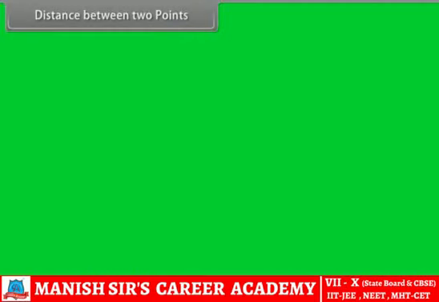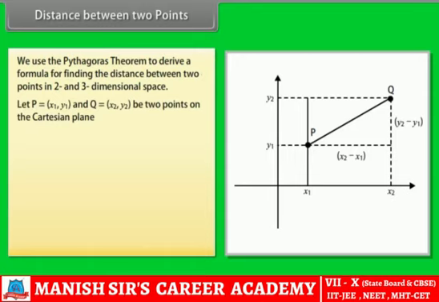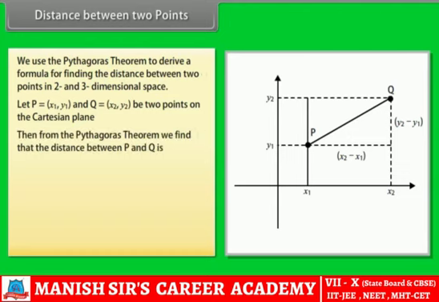Distance between 2 points. We use the Pythagoras theorem to derive a formula for finding the distance between 2 points in 2 and 3-dimensional space. Let P = (x1, y1) and Q = (x2, y2) be 2 points on the Cartesian plane as shown in the figure. Then from the Pythagoras theorem, we find that the distance between P and Q is PQ = square root of (x2 minus x1) square plus (y2 minus y1) square.